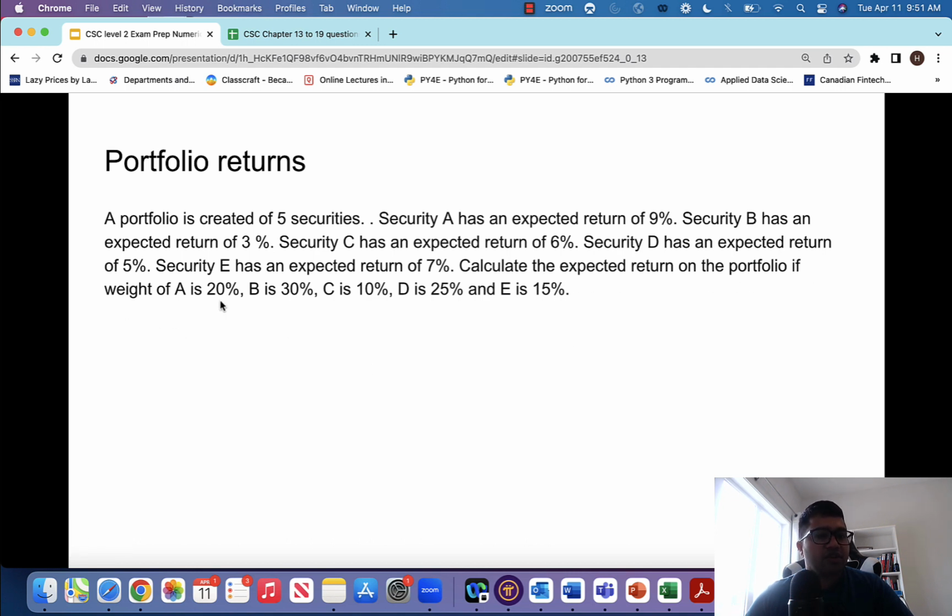If the weight of security A is 20%, weight of B is 30%, weight of C is 10%, D is 25%, and E is 15%. So this is one variation of the previous portfolio returns question that you can get. Instead of having equal weights, the weights are given separately.